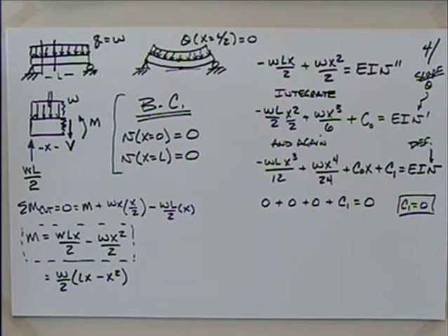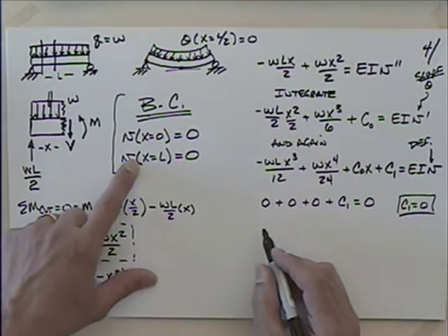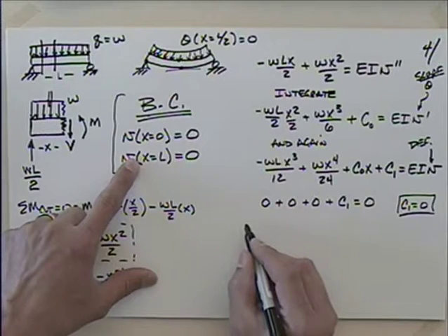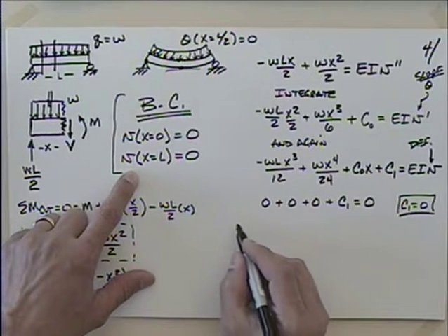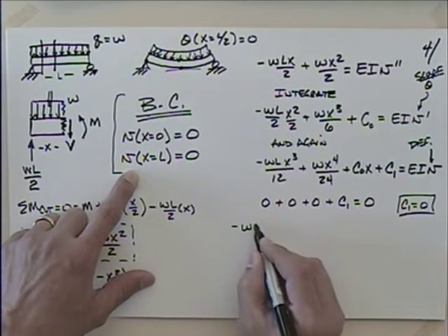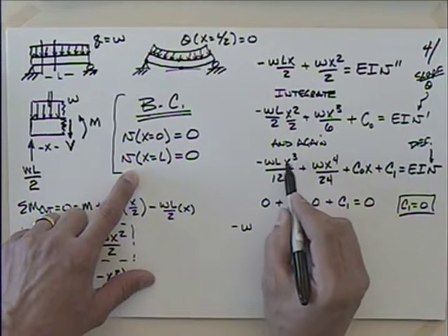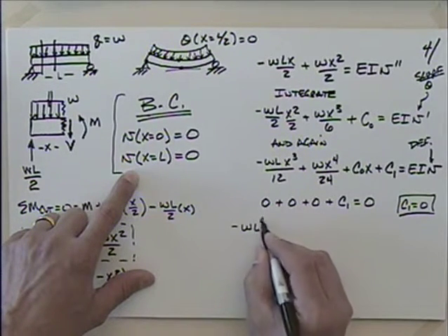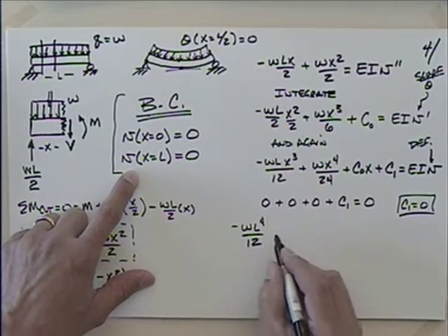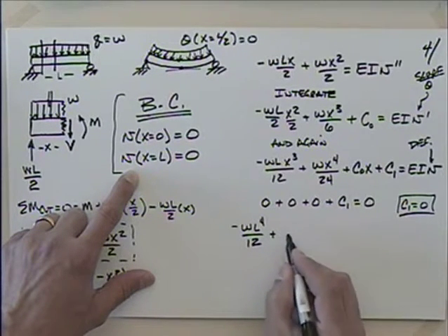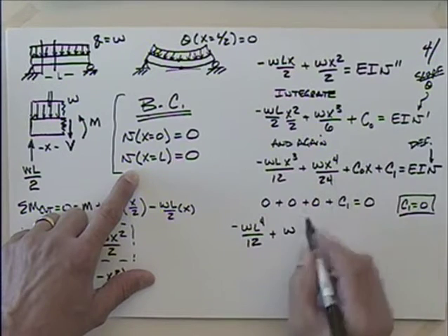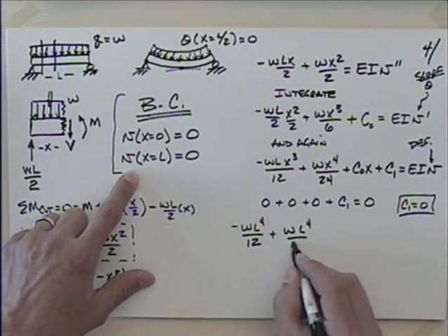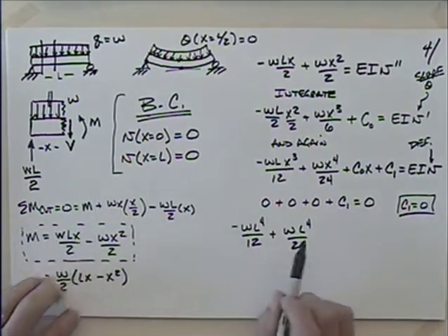And then the next boundary condition at x equals L, now that's a little more work, isn't it? So I'm going to have minus W, when I put L in for x, I've got L cubed, another L, so I'll have L to the 4th divided by 12 plus WL to the 4th over 24. And this is something always to look at.